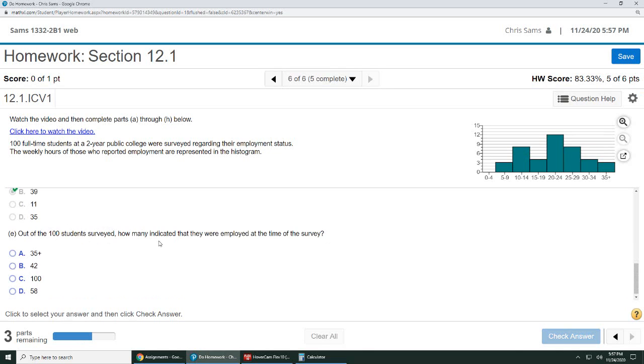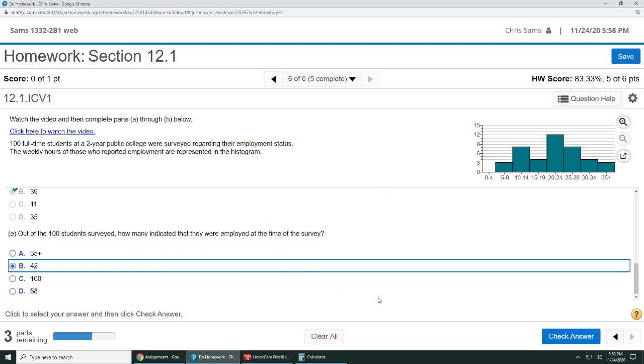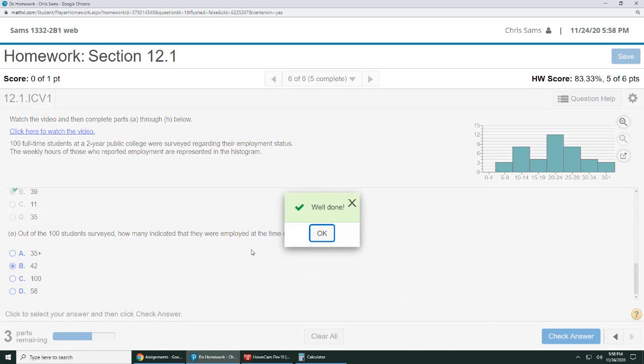Out of the 100 surveyed, how many indicated that they were employed? We just counted from 10 and above. That was 39. There's only one more category to add. 39 plus 3 makes 42. So 42 out of the 100 students actually have a job.